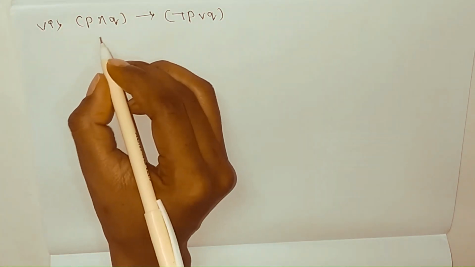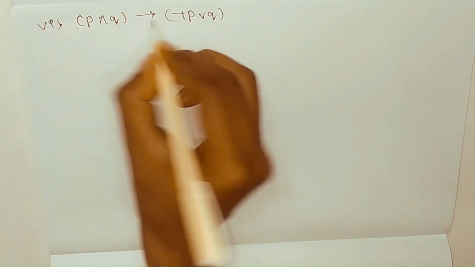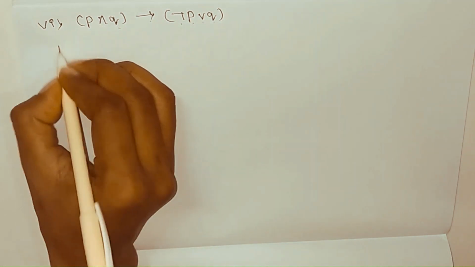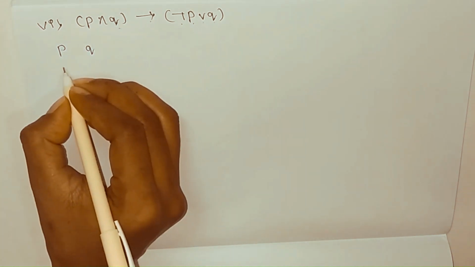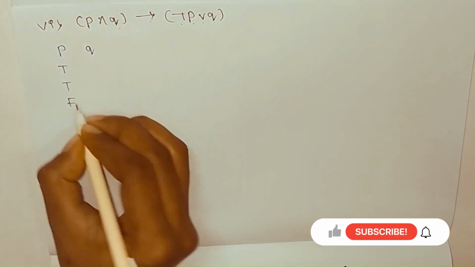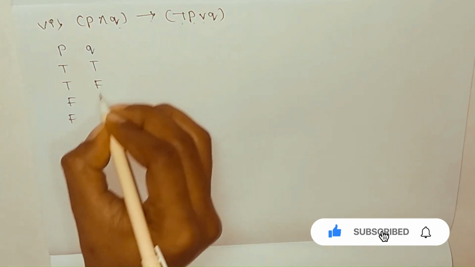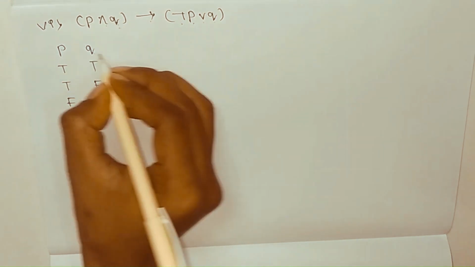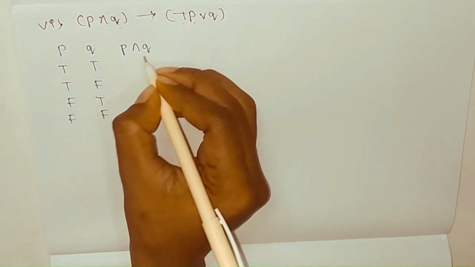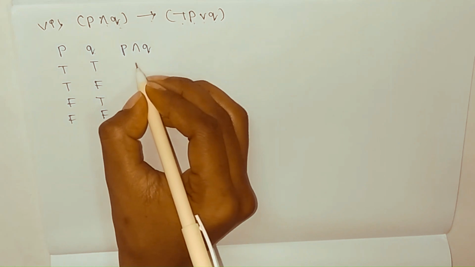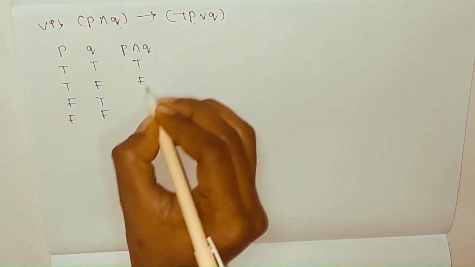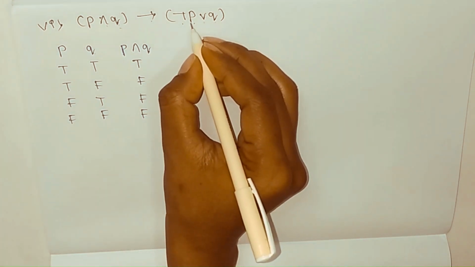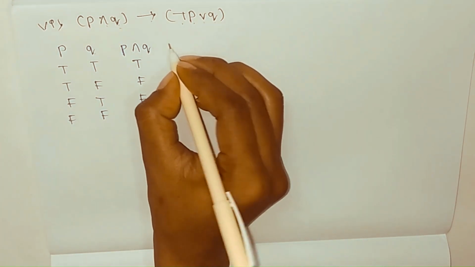So the next example is P and Q implies negation P or Q. Here we have two statements, P and Q. So the possible truth values are true true, true false, false true, false false. We are applying the AND operation to P and Q. AND means if both are true, then only it returns true. Otherwise, it returns false.